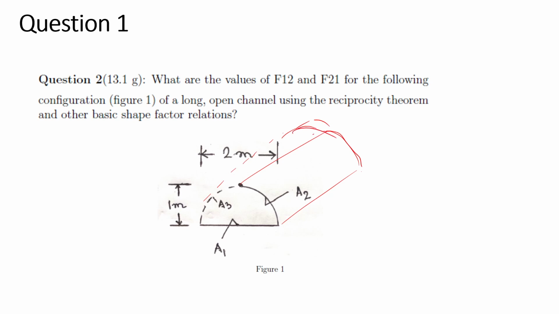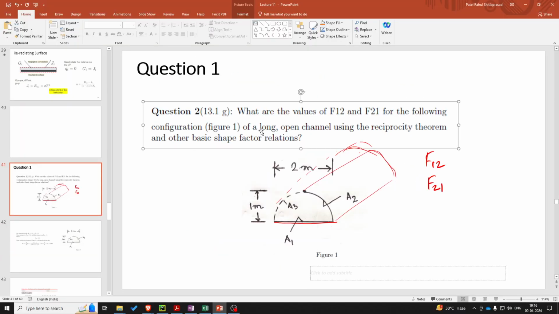And for this, we have been given different surfaces. The base surface is A1, surface 1 with area A1. One half of the curved surface is A2. The other half of the curved surface has area A3. And for that, we have to find the view factors F12 and F21 for this given geometry. So let's try solving this question.